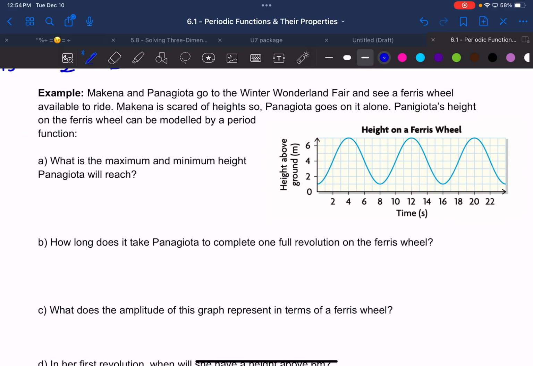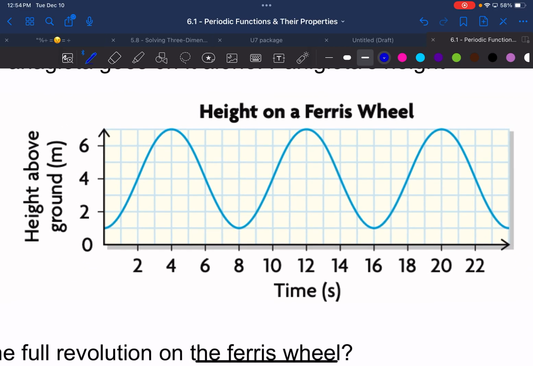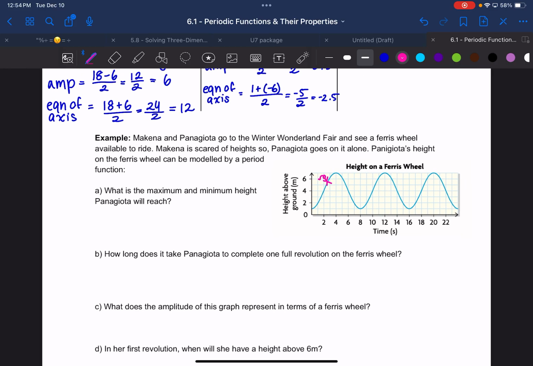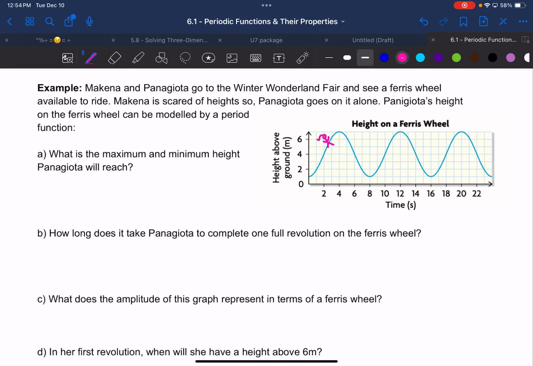So I took McKenna and Peniota, and they go to the Winter Wonderland Fair, and they see a Ferris wheel available to ride. But McKenna is scared of heights. So Peniota is going to go on it alone, and McKenna is going to watch her and model her height, right? So we can see this is the height of Peniota on the Ferris wheel. I'm going to draw it right here. All right, with a little ponytail. So that's her on the Ferris wheel. And we can tell how high she's going to be or how long she's going to be at a certain height for by looking at this graph.